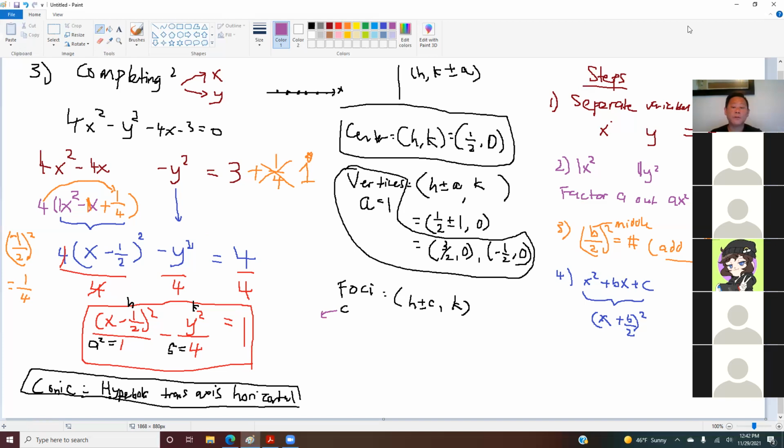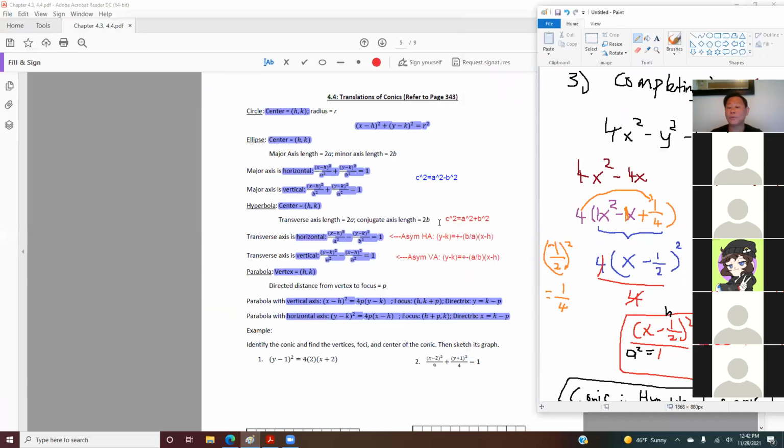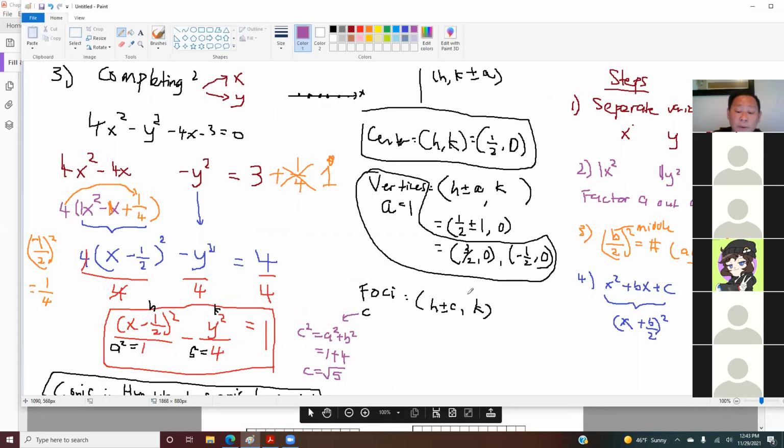So in order for you to find C for a hyperbola, you have to use C squared equals A squared plus B squared. Now we know that A squared is 1 and B squared is 4. So C in this case is the square root of 5, because 1 plus 4 is 5.